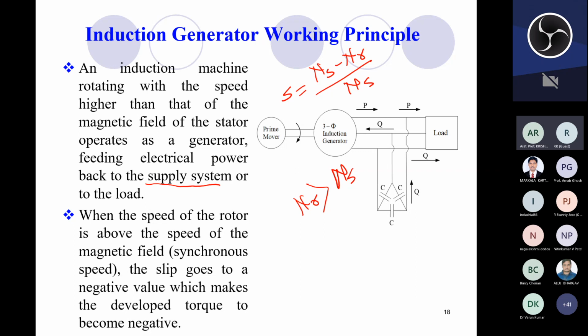But in the induction generator mode of operation, since the slip becomes negative, the torque which is developed changes its direction. Now the torque is an input because the prime mover is rotating the rotor, and the rotor conductors will produce some induced EMF.